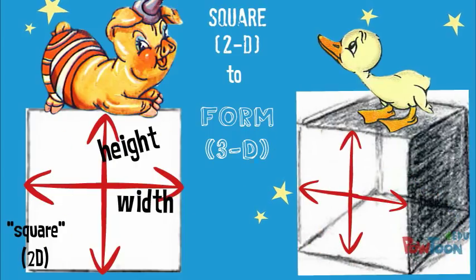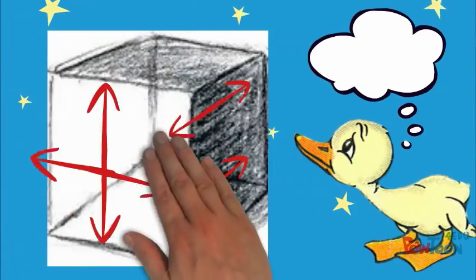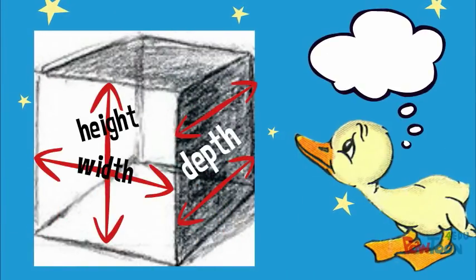However, when we add the 3rd dimension to a square, we get a form, and we call that form a cube. A cube has all 3 dimensions, height, width, and depth.